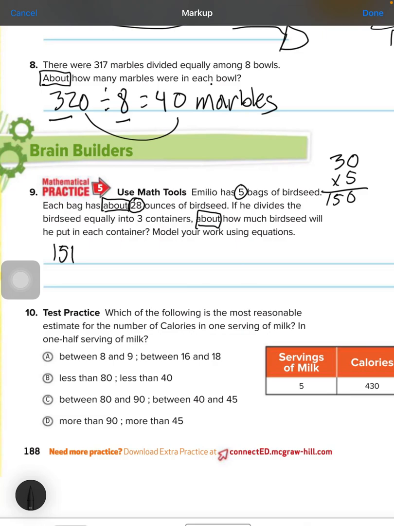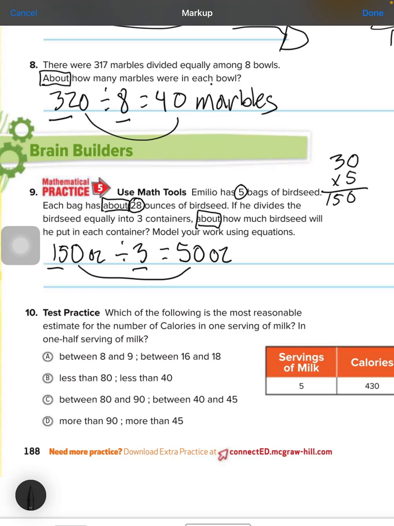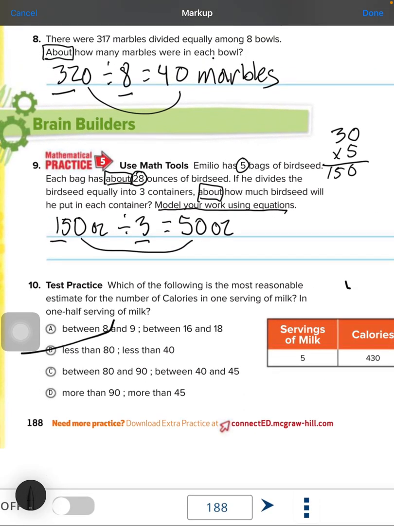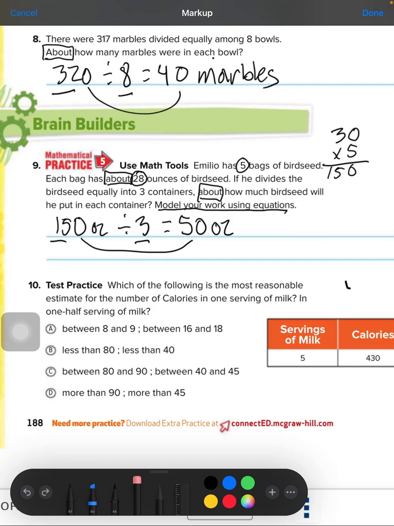Are you with me? So we have 150 ounces, and we need to divide it into 3 containers. Okay, 15 divided by 3 equals what? Very good. Bring the 0 over. So each container is going to have about 50 ounces of birdseed. Do you follow? And then you can just have all of this work down, and it will show as your model for your equations. Okay? Very good. Next one's a little tricky, so pay close attention as I make marks all over.